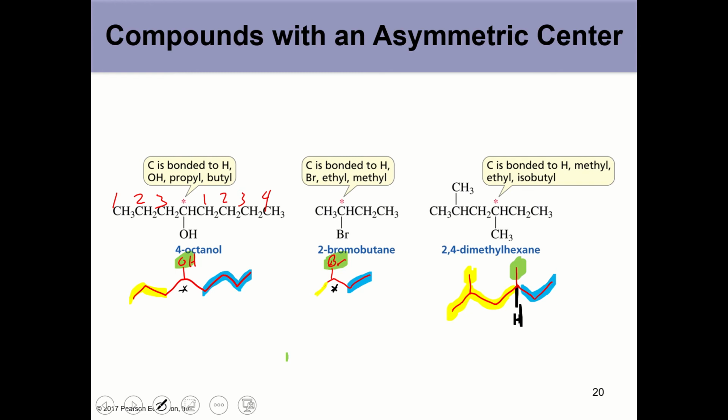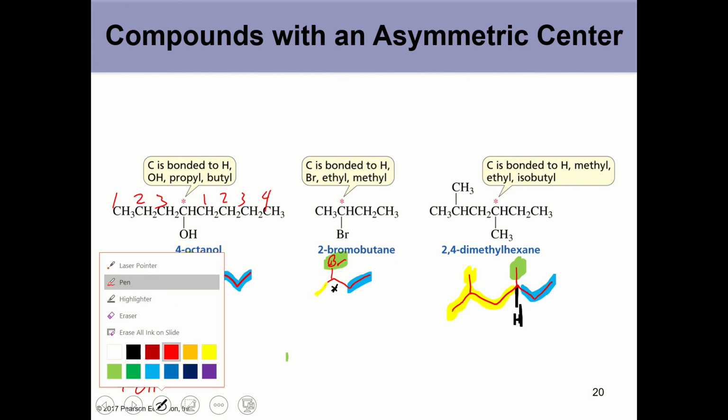My method is just to say or write the group. So at the asymmetric center for 4-octanol, I have a propyl, a butyl, a hydrogen, and an OH group. That's 4 different things. It is an asymmetric center.